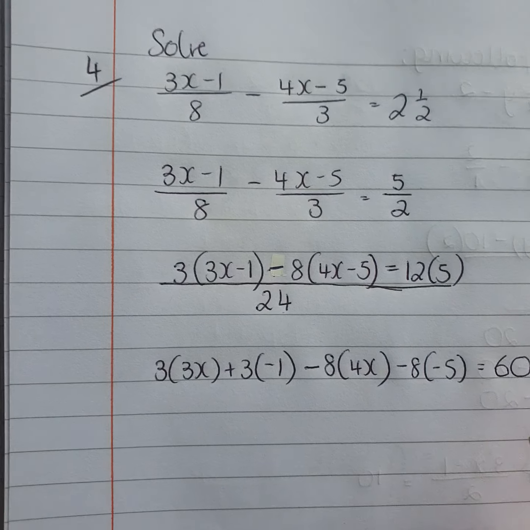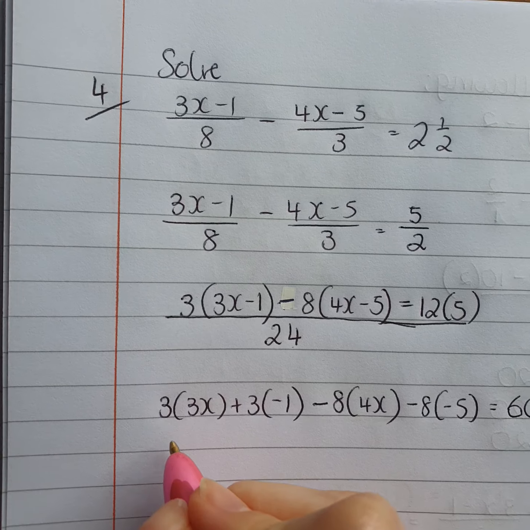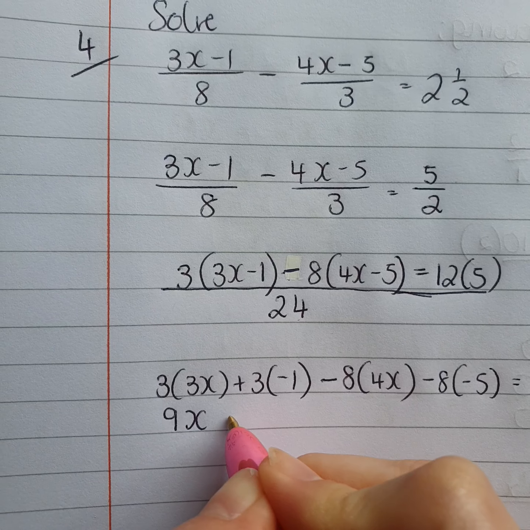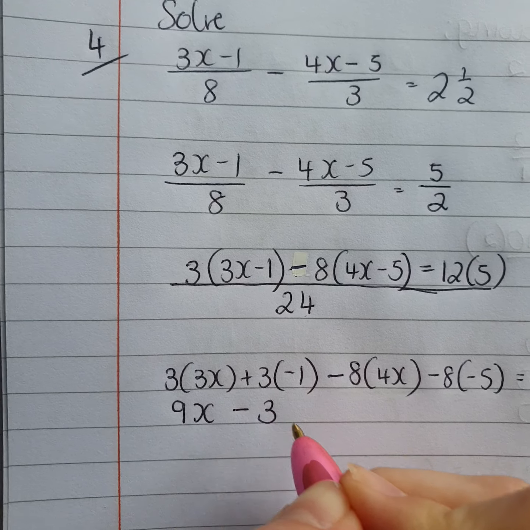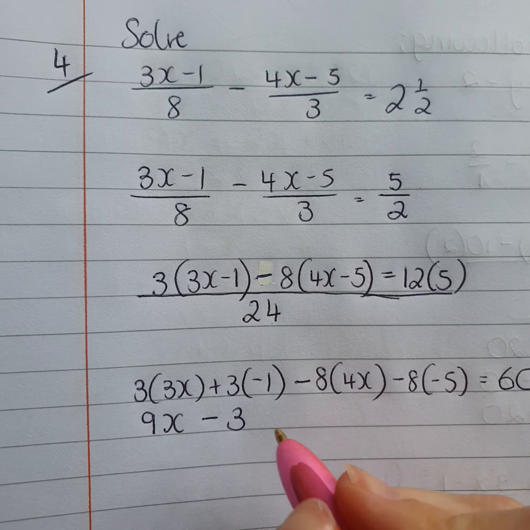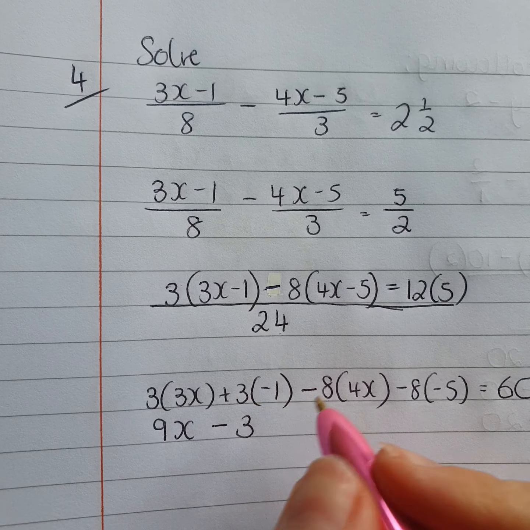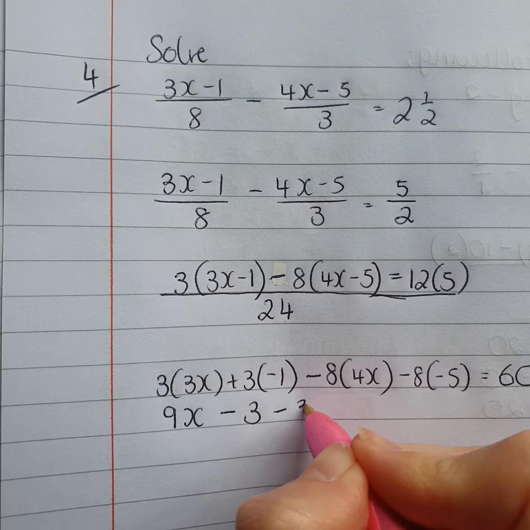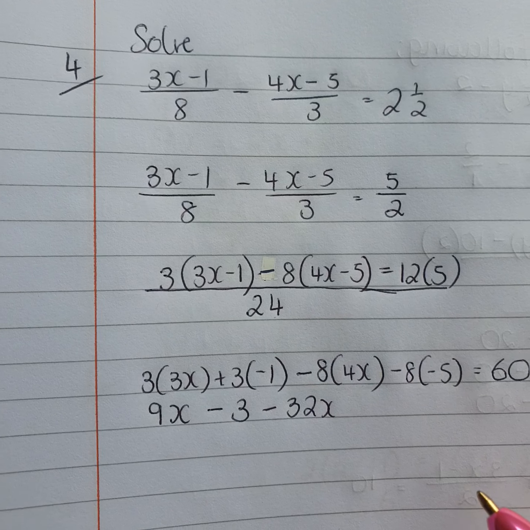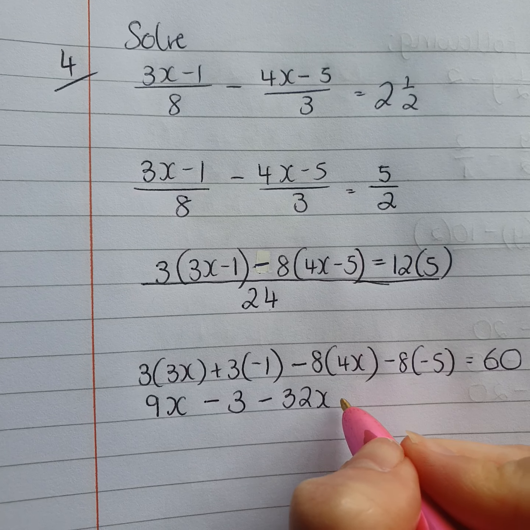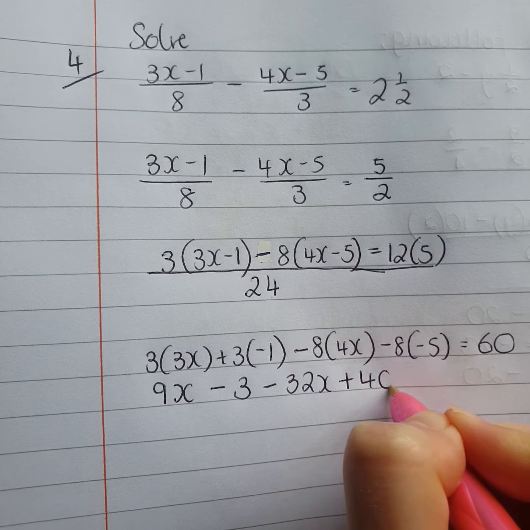Think of your 5 times tables. So let's multiply this out. We'll have 3 times 3x, which is 9x. 3 times minus 1, which is minus 3. So be careful with your signs. That's one thing that's letting a lot of you down. You're not thinking this is a plus times a minus. And they're multiplied, right? They're not added. Then we've minus 32x, because minus times a plus gives a minus. And we've minus times a minus. So minus 8 times minus 5 is plus 40.